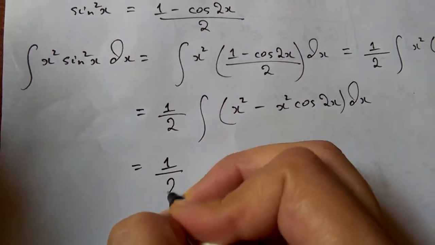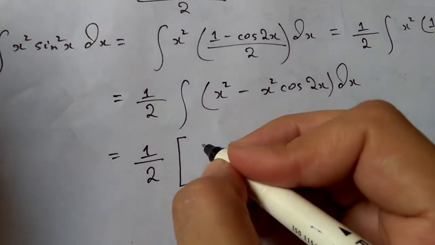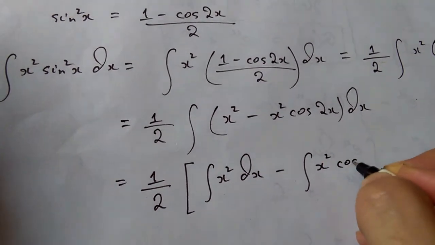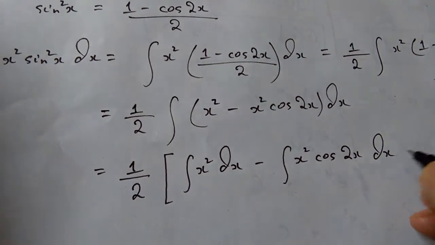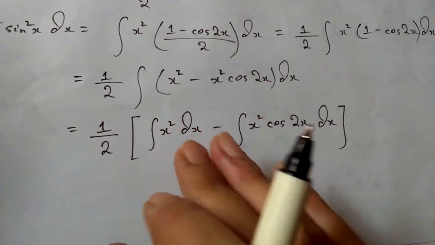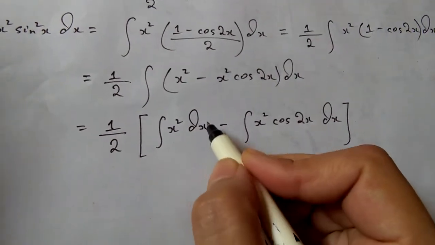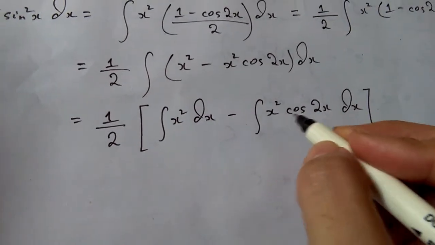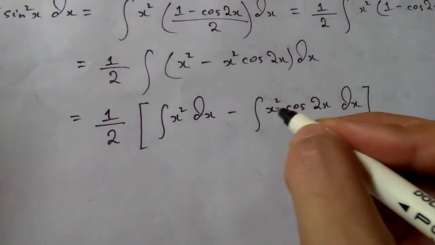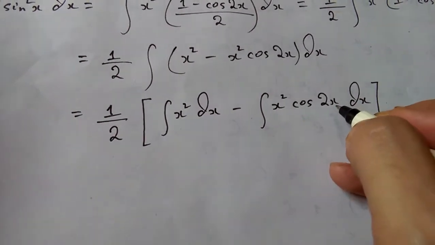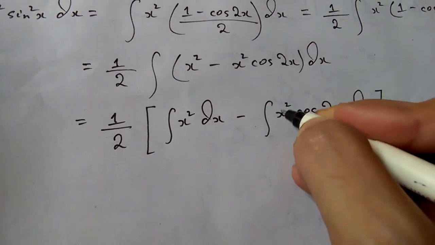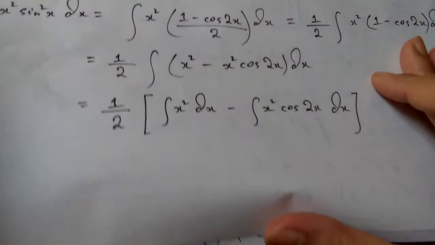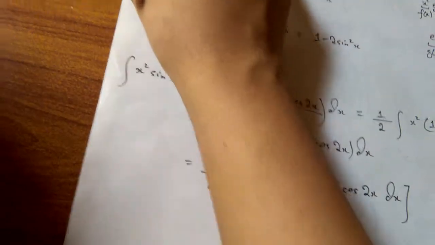So let's draw a square bracket here. Integral of your x squared dx minus integral of your x squared cosine of 2x dx. It's done. So now you can see that this integral can easily be handled by simply applying the formula of x to the n. Over here, the integrand is expressed as the product of two functions. One is the polynomial, another one is the trigonometric. So take this function as your f of x and this function as your g of x. Over here in this integral, you have to apply the by parts.